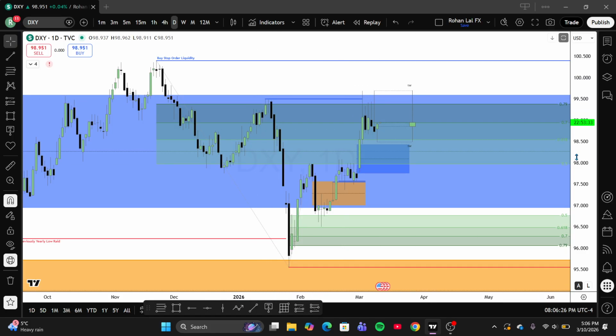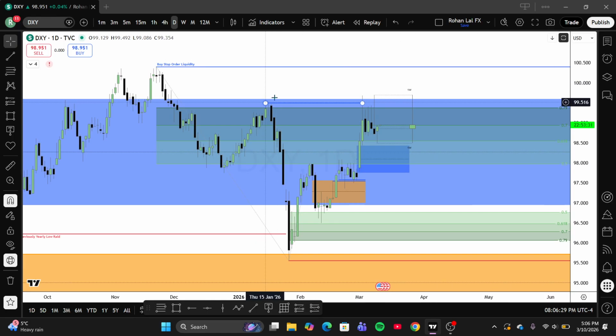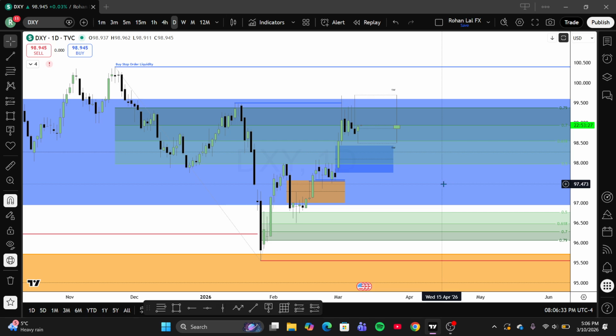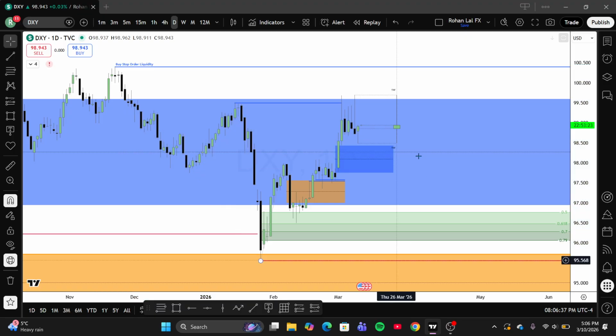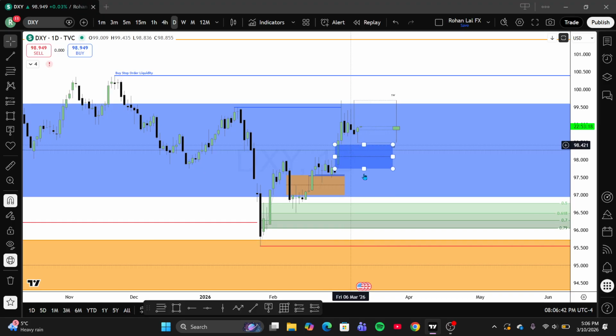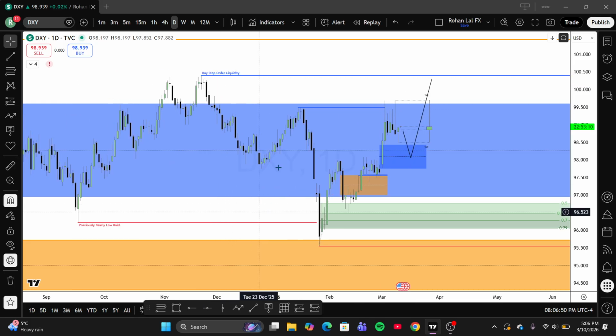So now that we have a draw on liquidity being taken, right, and now we're closing inside of the range, my thesis for dollar is I want to see price come down and rebalance this daily inefficiency. If we are able to rebalance this daily inefficiency, I'm going to see price trade lower to then go back higher to take out the range high, and that would complete this market maker buy model.